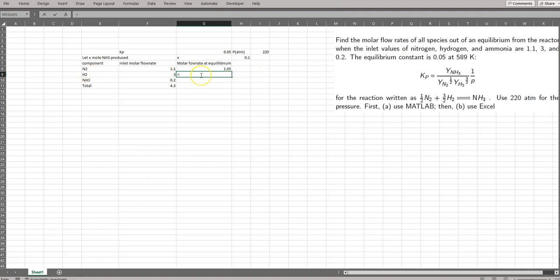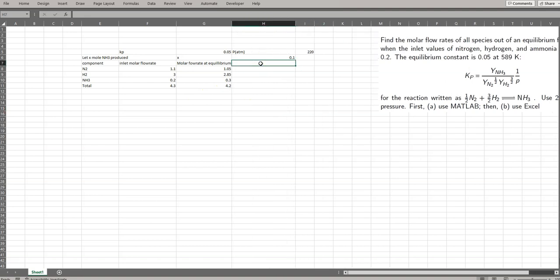So what will be the hydrogen? That will be 3 minus 3X by 2, because the stoichiometry is 3 by 2. You get 2.85. And then ammonia will be the sum of this plus X. Now the total will be this, 4.2.